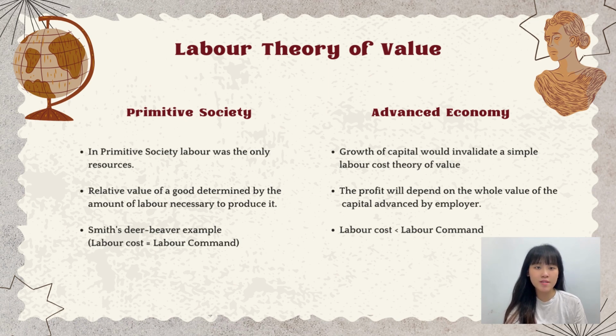The example shows that, suppose it took 2 hours to trap a beaver and 1 hour to hunt and shoot a deer. The value in exchange of a beaver should be 2 deer or 2 hours of labor, since it took 2 hours to trap a beaver. A person could either exchange the beaver for 2 deer, because each deer requires only 1 hour of labor to harvest, and this is called the labor cost, or he can exchange the beaver to command 2 hours of labor service, and this is called the labor command. According to this example, the labor cost is equal to the labor command.